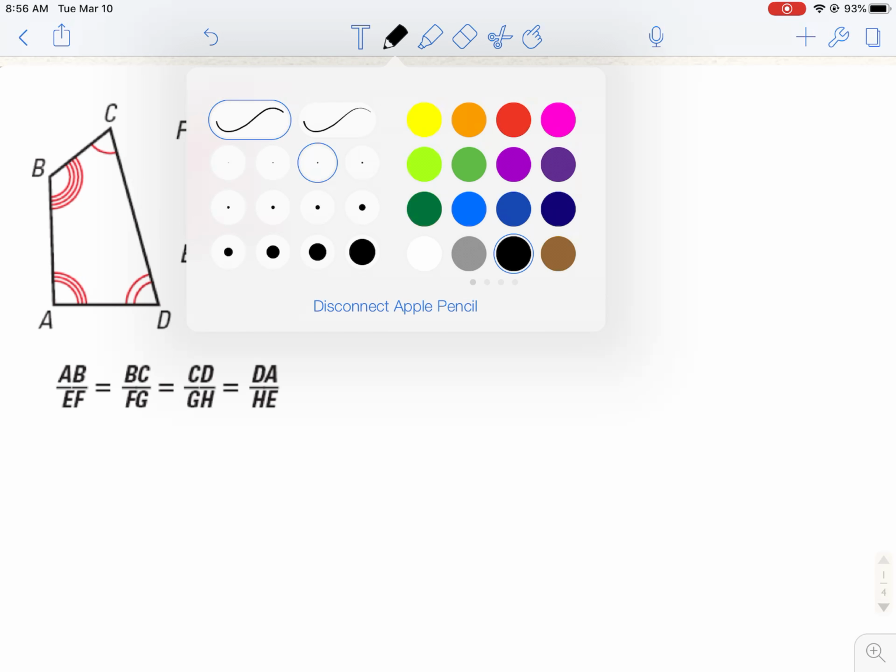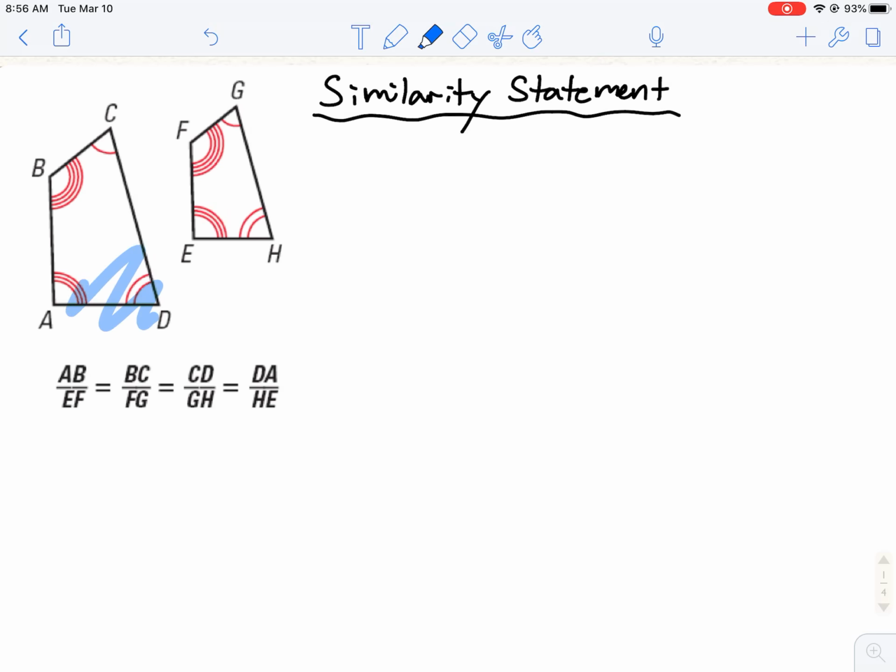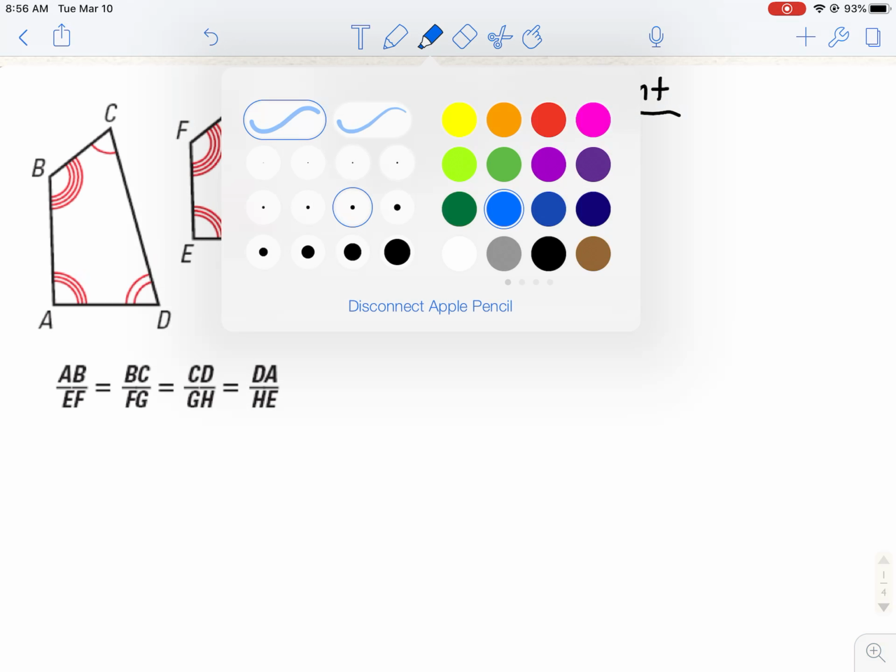So first, I'm going to make a similarity statement here. How I'm going to do this is, first I'm just going to pick the first polygon that I'm looking at here. I'm going to look at this first polygon over here and call it ABCD. And I want to state what polygon it's similar to. Now, if you look at the diagram, they match up pretty well, right?